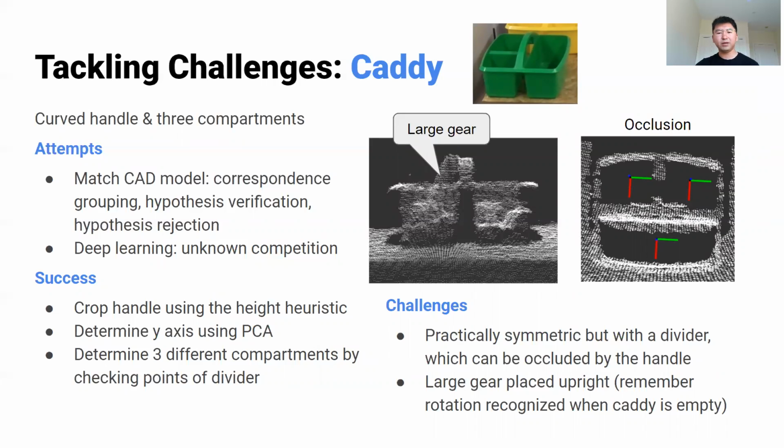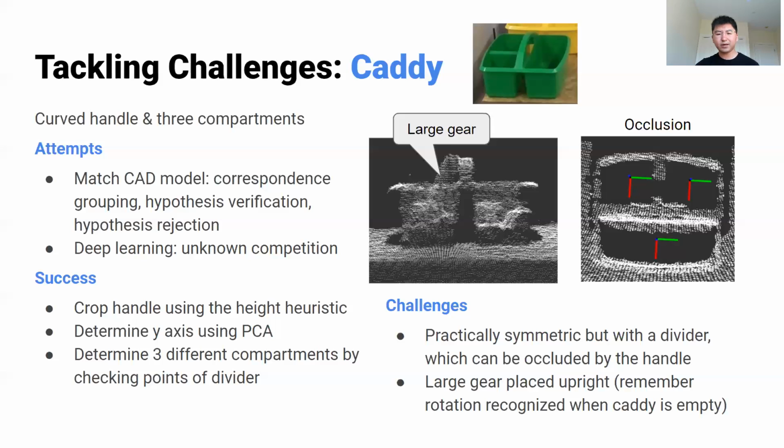We considered deep learning, but because the competition arena is unknown beforehand, we didn't use it because we're concerned that the transfer learning won't work well. We finally solved the caddy detection by cropping the handle using a height heuristic and determining the y-axis by PCA. To determine the compartment, we check the number of points of the divider area.